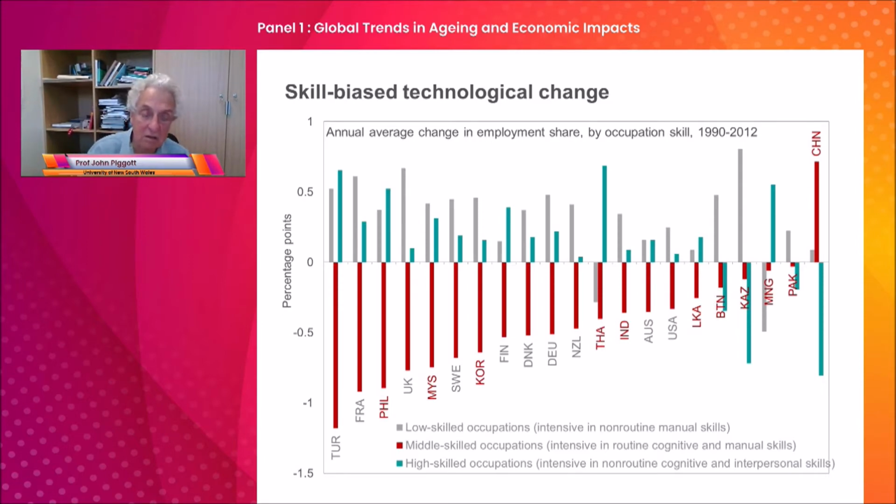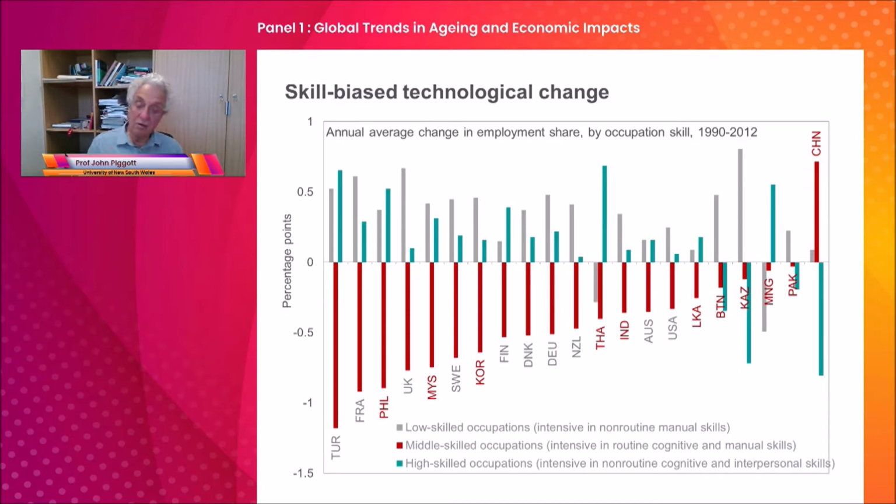So he tried to overcome that by breaking occupations down into skills, right? So occupation skill. And he had low, middle, and high. So low-skilled occupations are very intensive in non-routine and manual skills. Middle-skilled occupations, routine cognitive and manual skills. So counting out money behind a bank wicket. And then there are high-skilled occupations which are very intensive in non-routine cognitive and interpersonal skills.